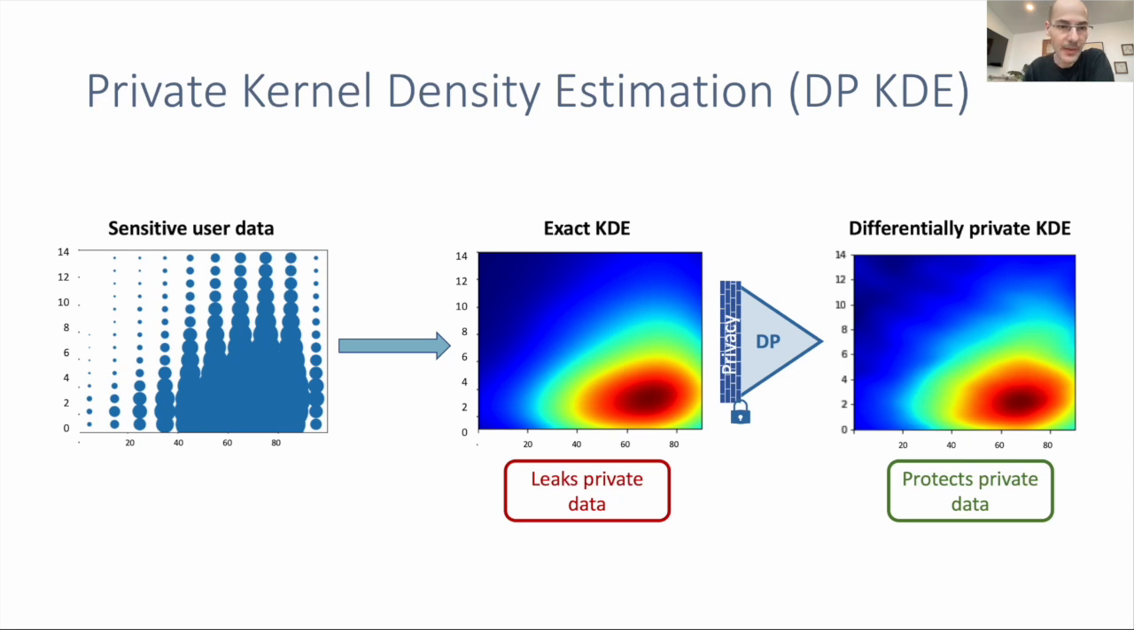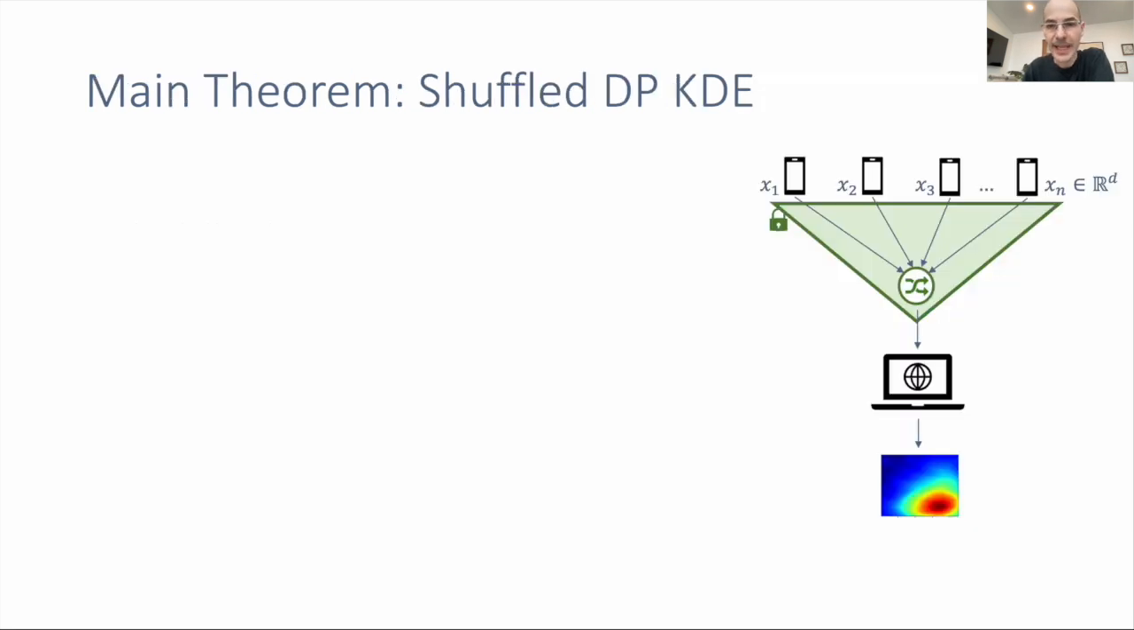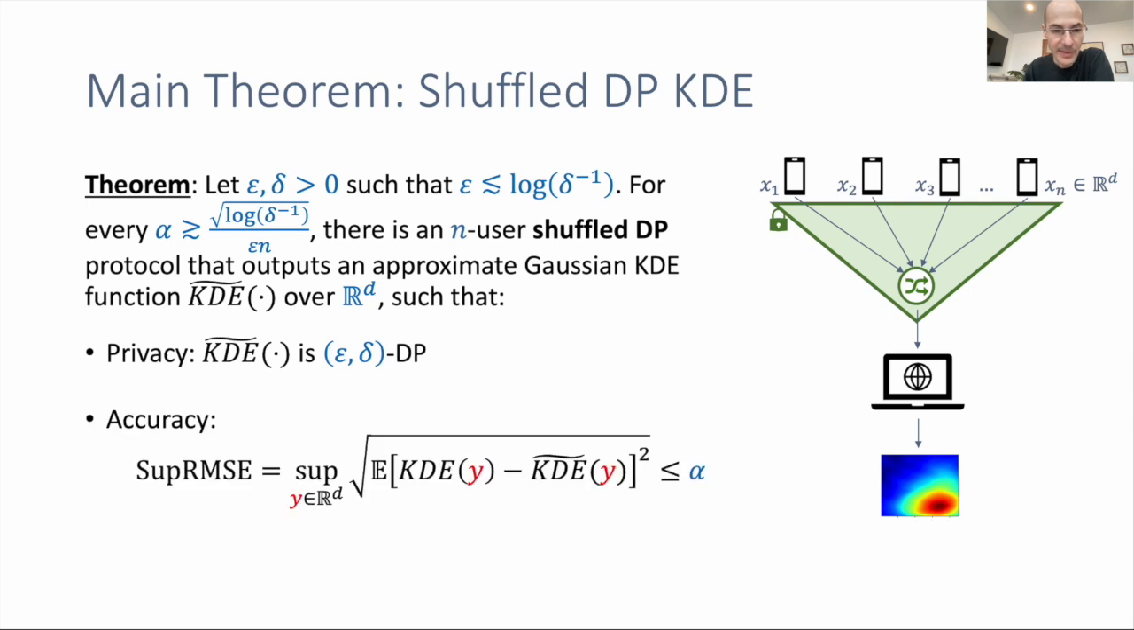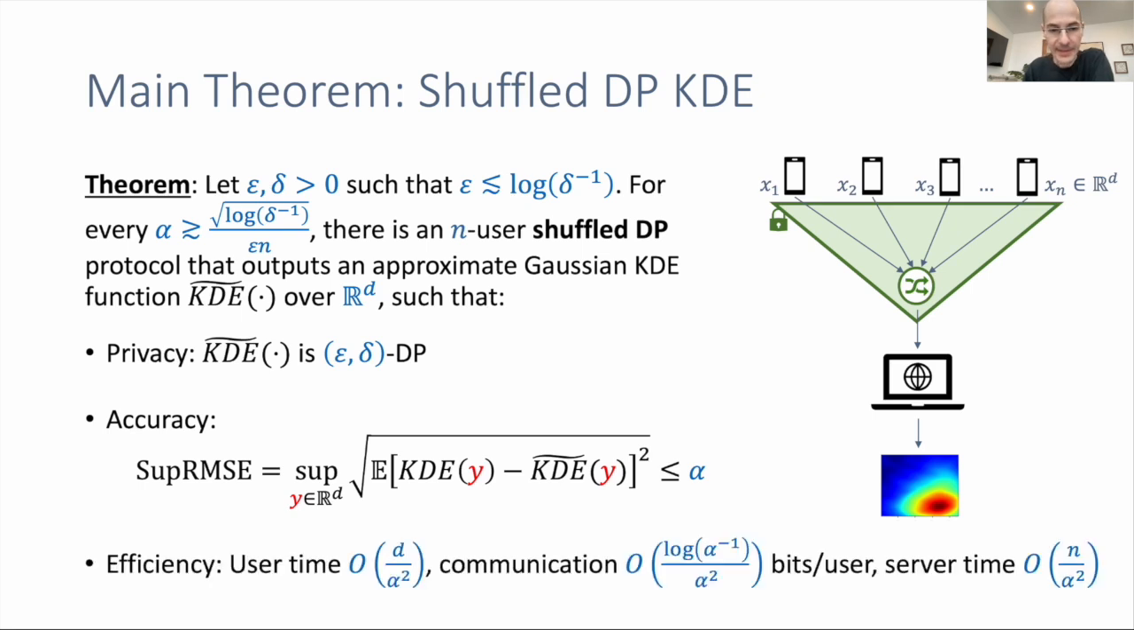The main theorem in this work is a KDE protocol in the Shuffled DP model. So if I have my privacy parameters epsilon and delta and my error parameter alpha, there is a protocol that computes an approximate density function k tilde, which is differentially private, and also its supremum root mean squared error in any point y in the space is at most alpha. And what you trade for this alpha is the computational efficiency, which is the running times of the user and the server, and the number of bits that they need to communicate.